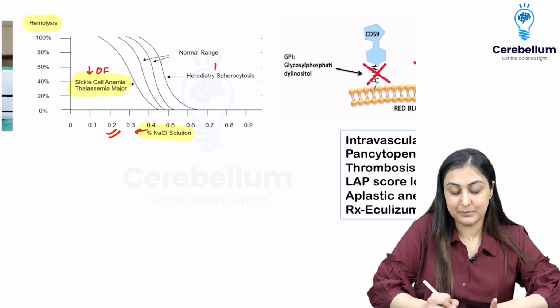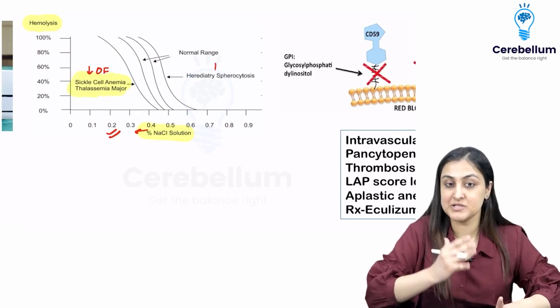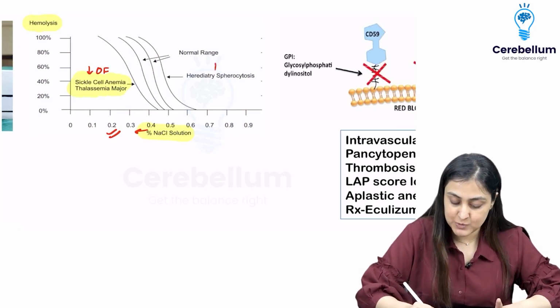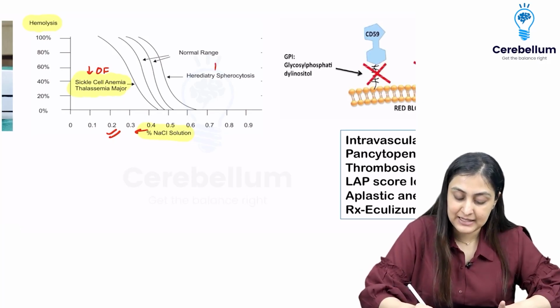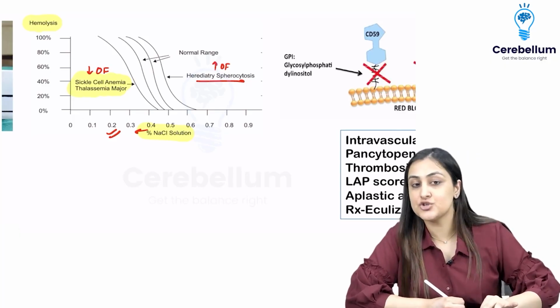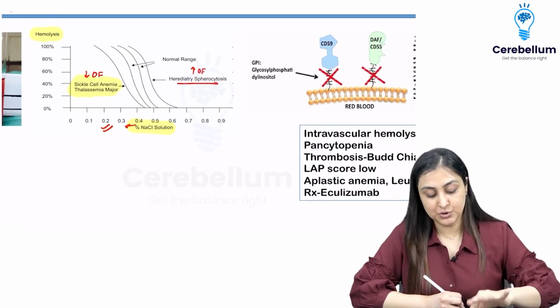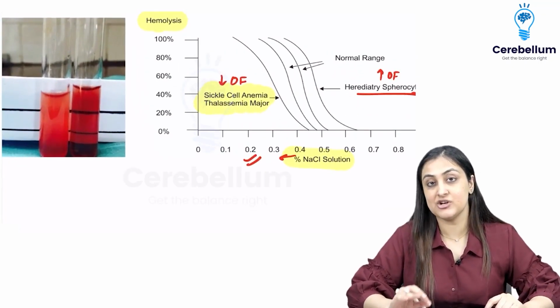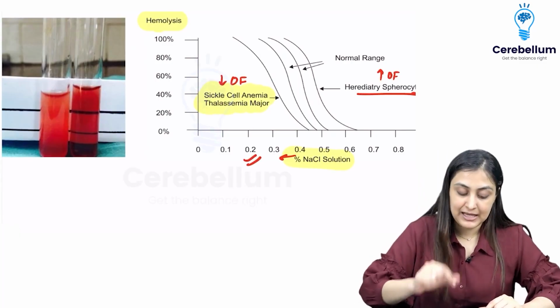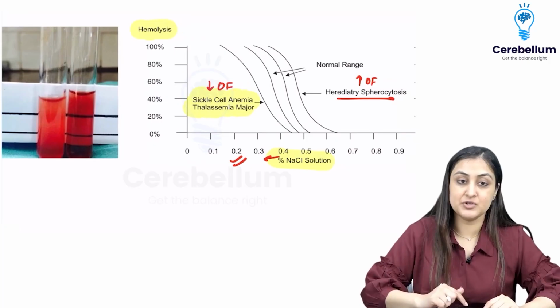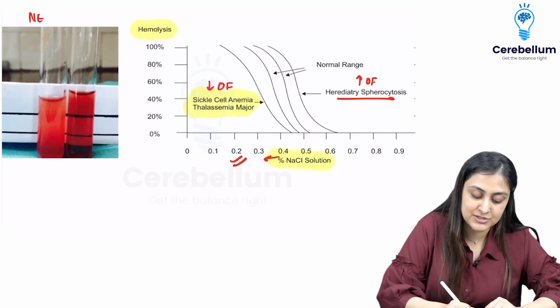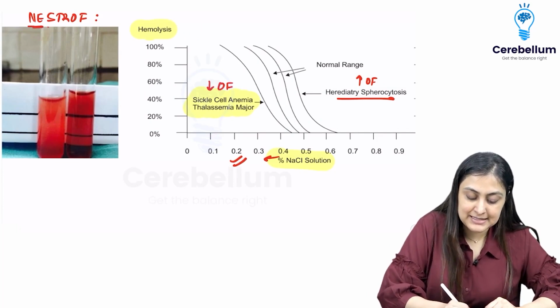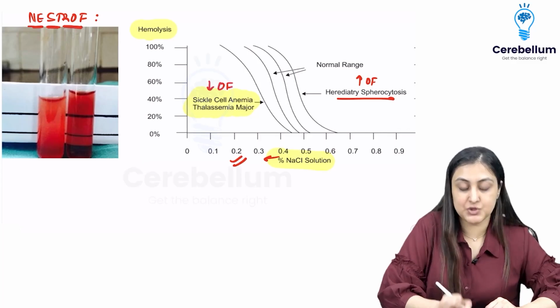When it does not break at less than 0.4%, it's reduced fragility, whereas when it's breaking at 0.6%, it is more fragile, and we already know HEMA being fragile, so that's hereditary spherocytosis for us. So, you want to remember thal major and sickle cell anemia or thalassemia in general is going to have reduced fragility. How that can be tested to you is this image based question, which is known as NESTROFT. What is NESTROFT? So, this is naked eye single test tube RBC osmotic fragility.